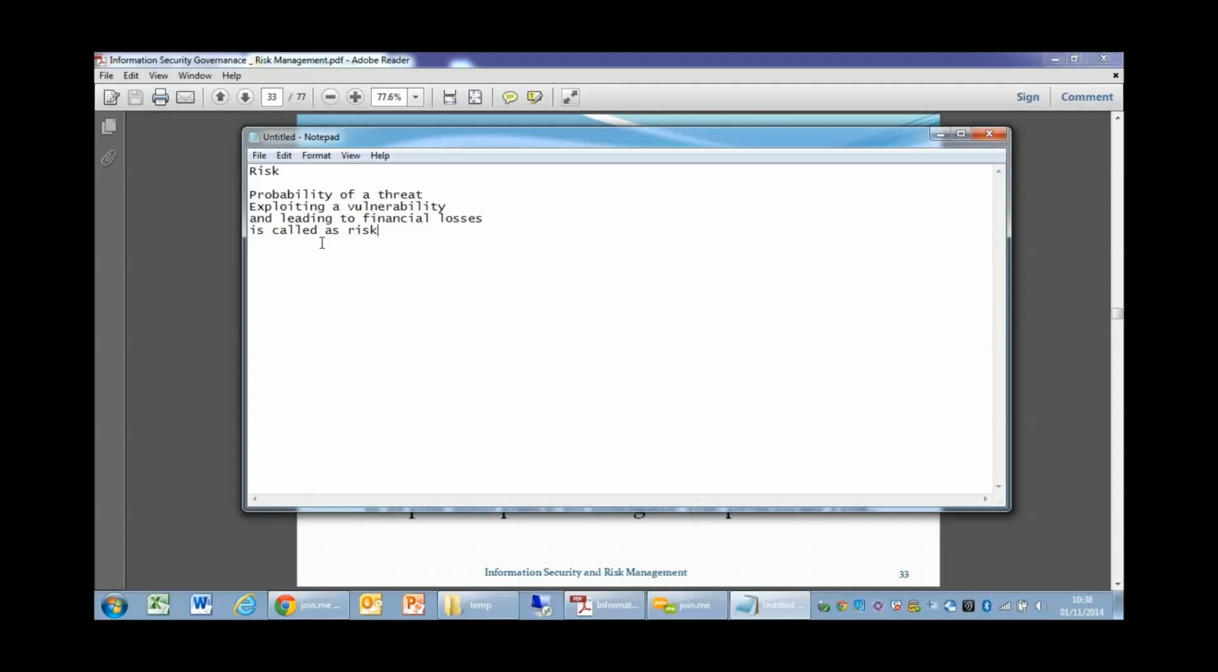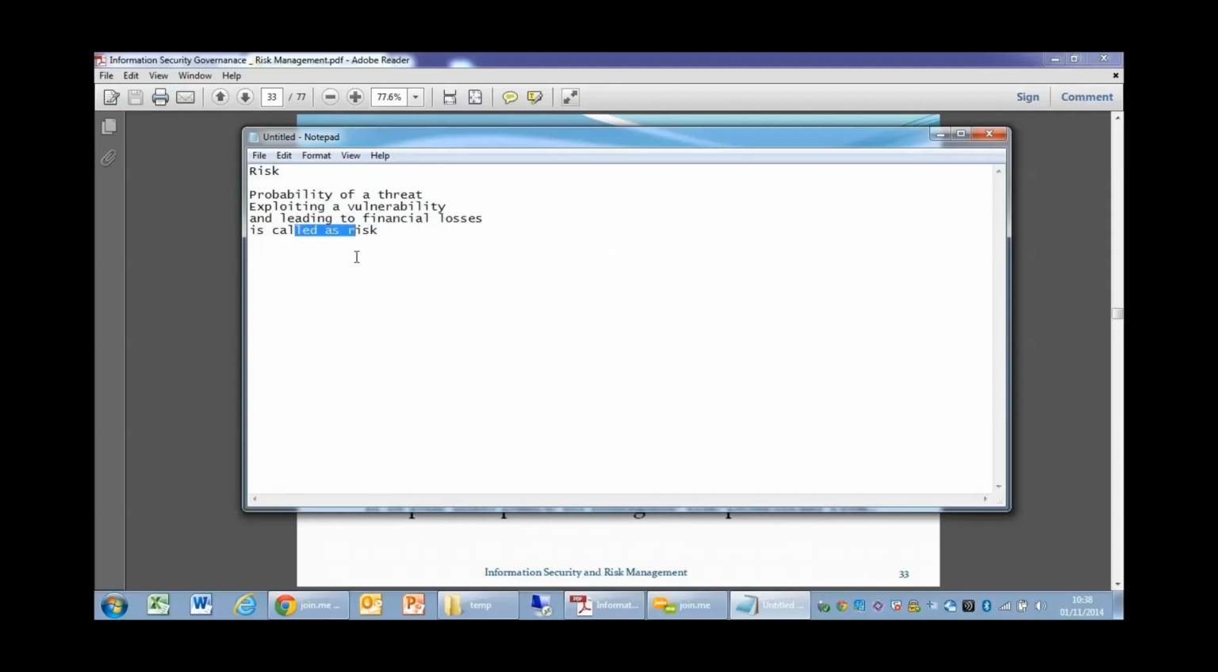If tomorrow you go and do a risk assessment, please ensure you have 3 columns. One is threat, another is vulnerability, another is financial losses. We'll come to that in terms of risk assessment using quantitative mechanisms. But for the time being, this is how you define a risk, and please don't confuse it. It is the probability of a threat exploiting a vulnerability and leading to financial losses.